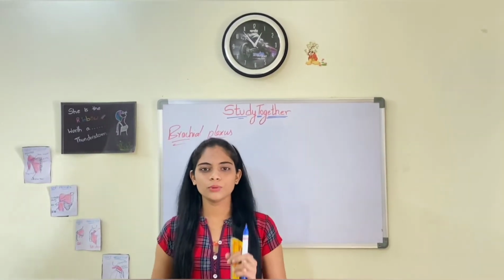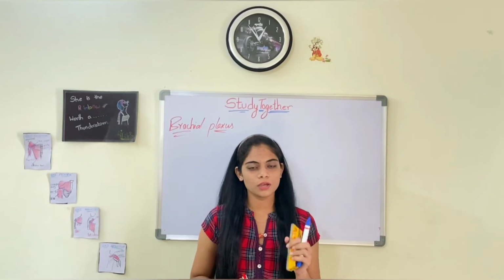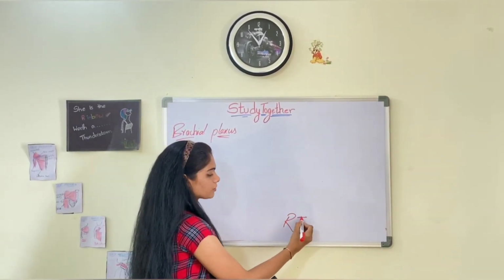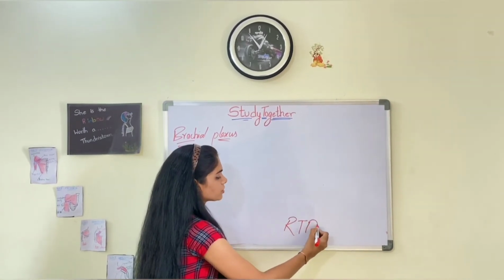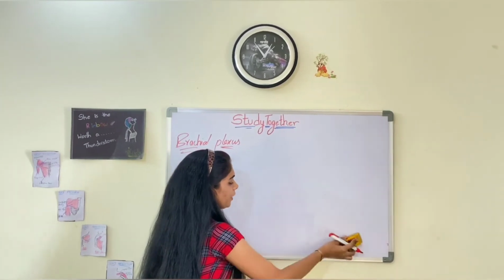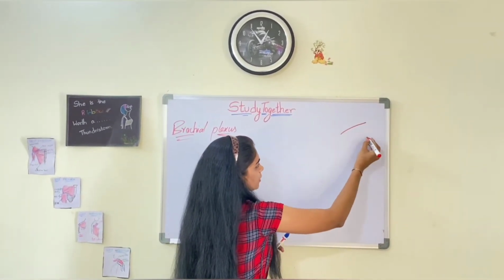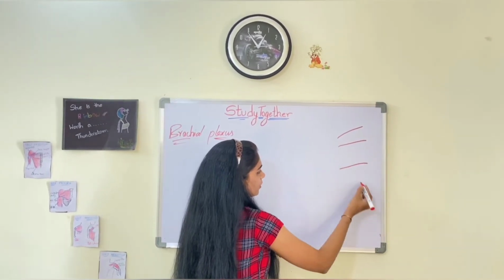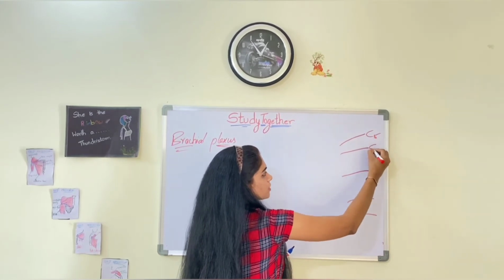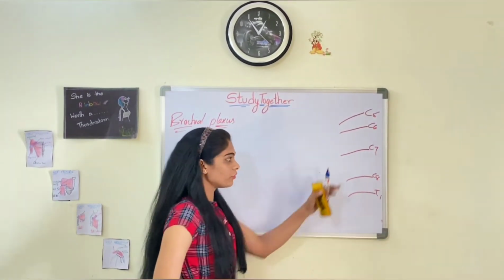It's very difficult to draw the structure of brachial plexus, but let me explain it in a very simple way. So first we'll take the roots, then we'll go for trunks, then we'll go for divisions, then cords, and finally the branches. So first I told you, you have roots from C5, C6, C7, C8 and T1. So these are your root values C5, C6, C7, C8 and T1. These are your ventral rami of these roots.